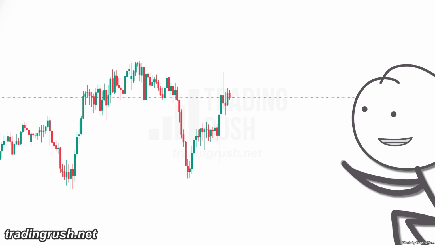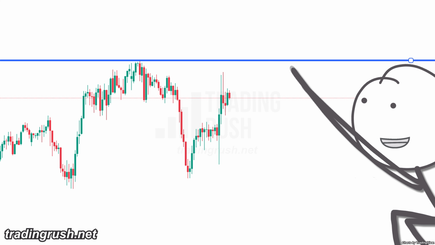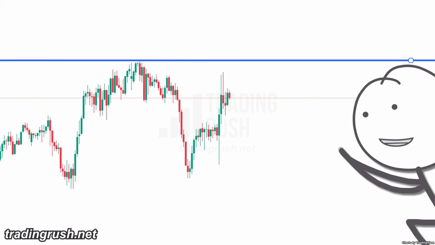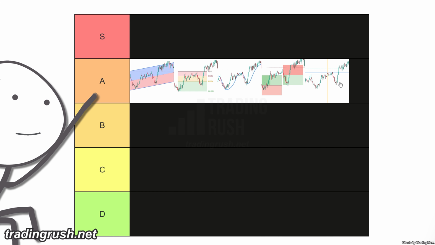Number 6. This one is a basic one. I like to mark important price levels frequently, so I just use the horizontal line tool. But sometimes I like to mark the date as well. For that, I use the simple vertical line tool. Since these two are among the most used tools in my trading journey, I will put them in the A tier as well.